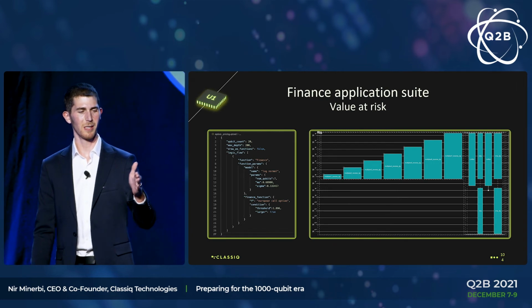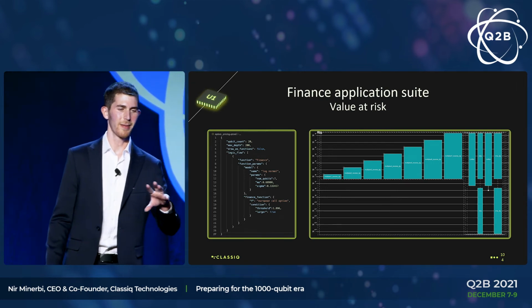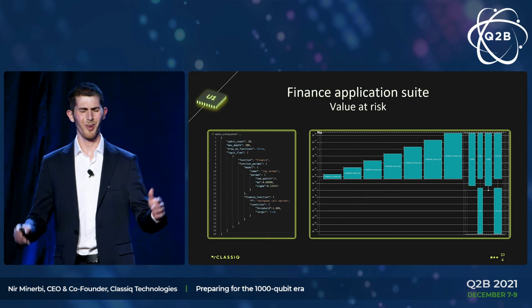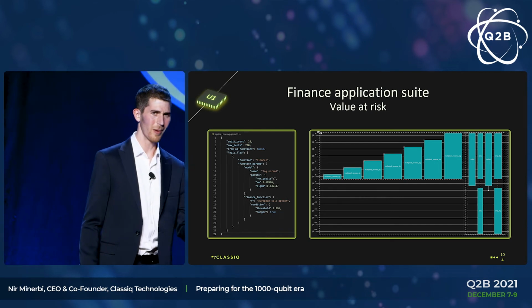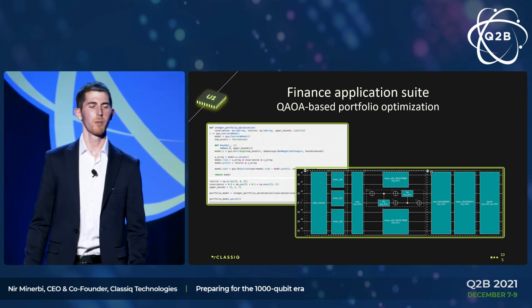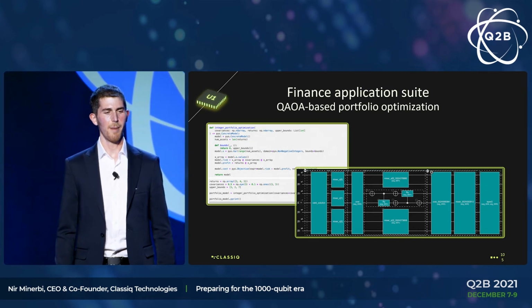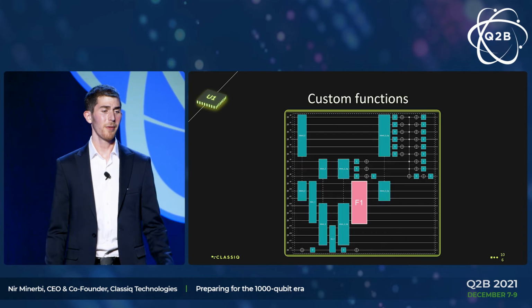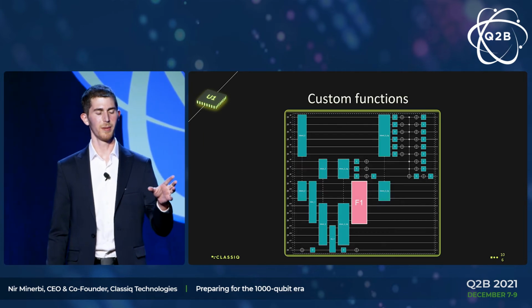So the first part is asset loading. After that, the arithmetic expression. I don't want to dive into it right now, but we can do it after that. Another one is the QAOA based portfolio optimization. Same idea. And the third one is this custom function.